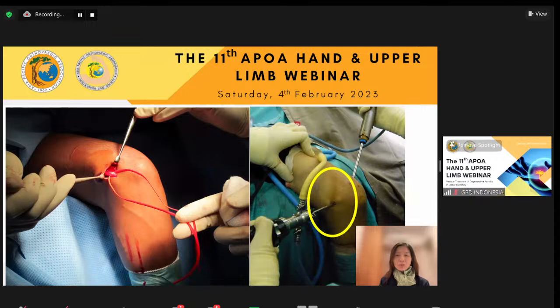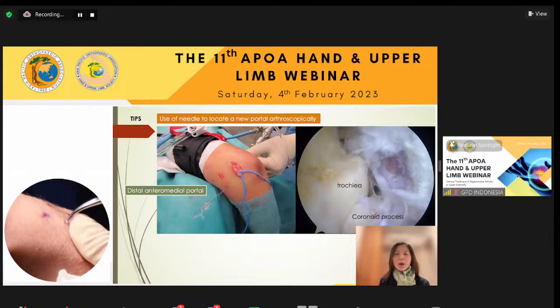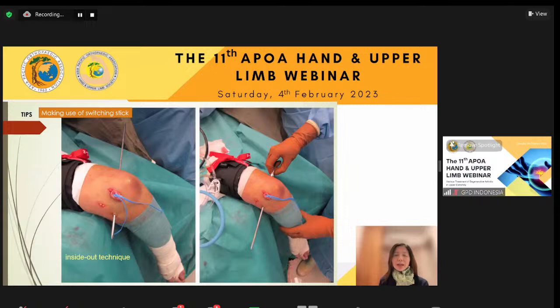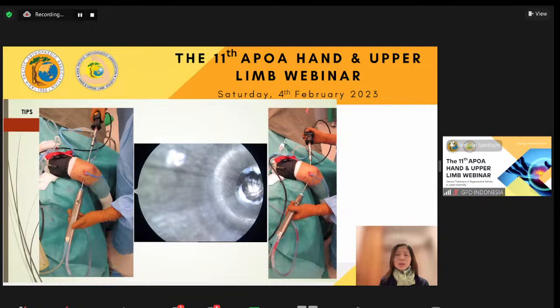Exposing and releasing the ulnar nerve is a useful technique to protect the ulnar nerve from inadvertent pressure or traction from any instruments around. When creating a new portal, we can use the needle to locate the desired portal site, and then use artery forceps to create the portal as the outside-in technique. Or we can use an inside-out technique by puncturing a switching stick to the desired portal site, then pass the trochar cannula through along the switching stick to the opposite portal. Remove the switching stick and the trochar cannula can guide the instrument entering the joint.